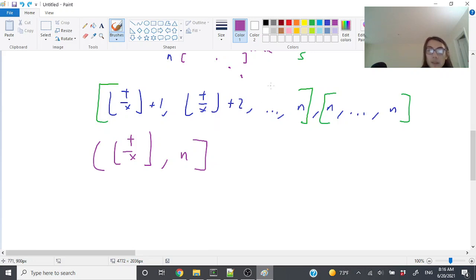So we can break this into two parts. The number of elements we have here, by a bit of math, turns out to be n minus t over x. And therefore the number of elements here is actually just floor t over x.